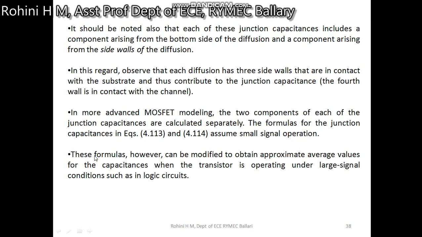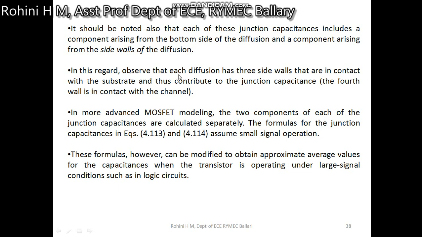So next, it should be noted that each of these junction capacitances includes the component arising from the bottom side of the diffusion and the component arising from the side wall of the diffusion. So if we look at the MOSFET and its various diffusion regions, these junction capacitances arise from both the bottom side as well as the side wall of the diffusion region.